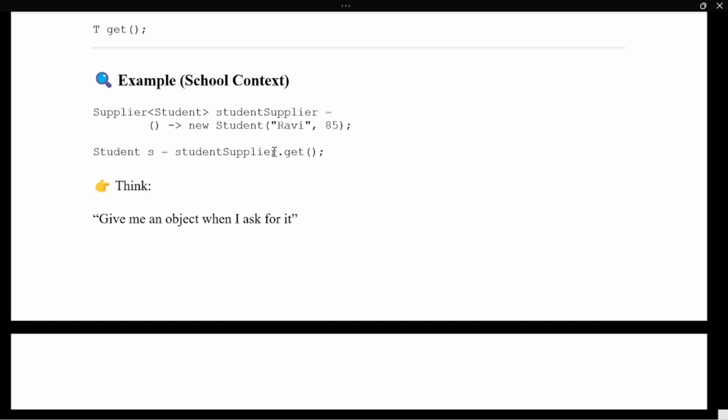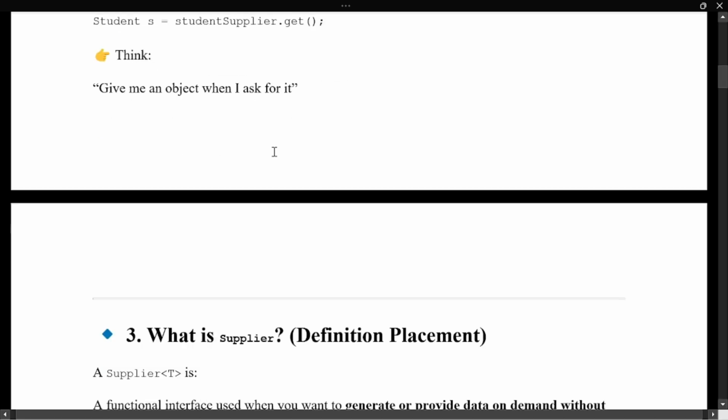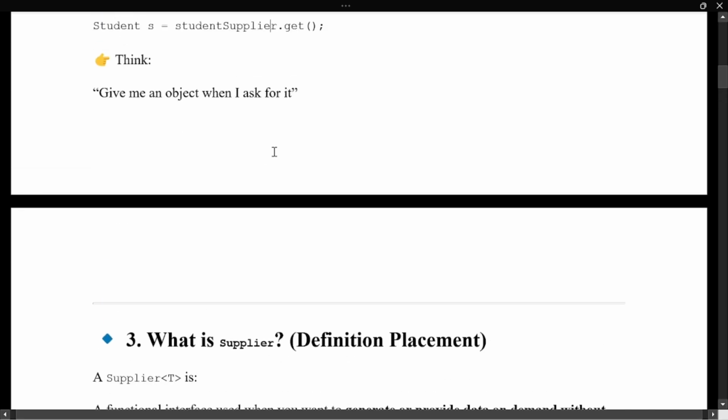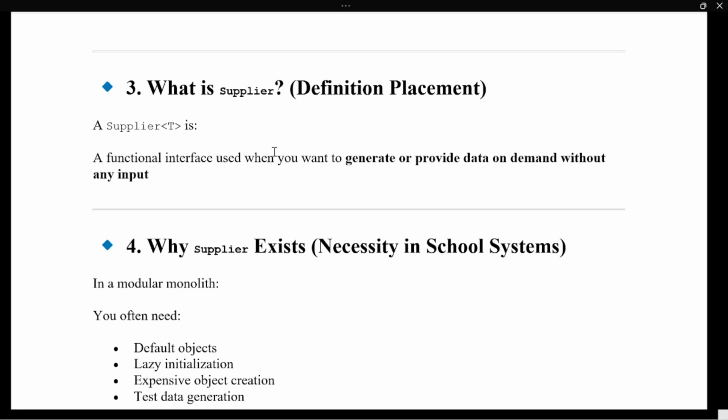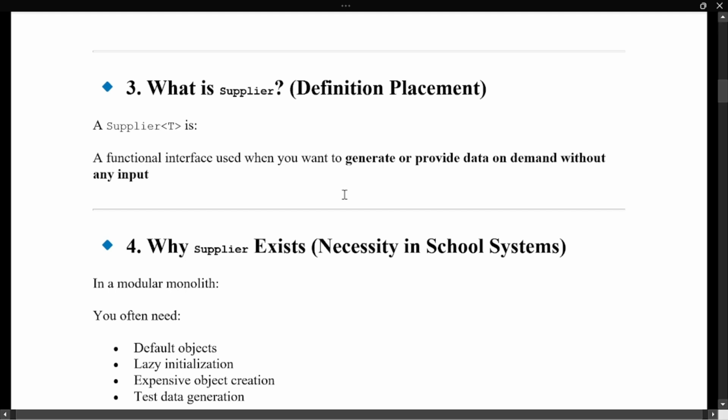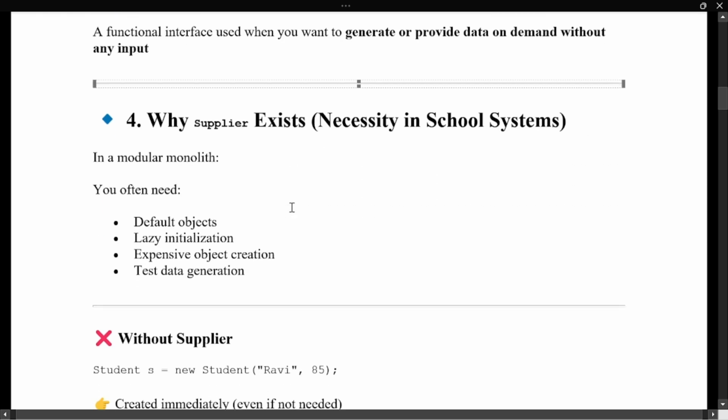It is thinking like that: give me an object when I ask for it. And Supplier is used when you want to generate or provide data. So it is used when you want to generate or provide data on demand. So let us see the necessity, why it exists.